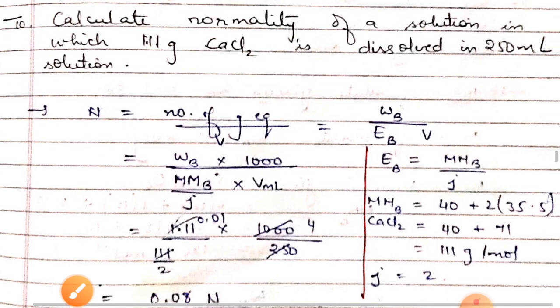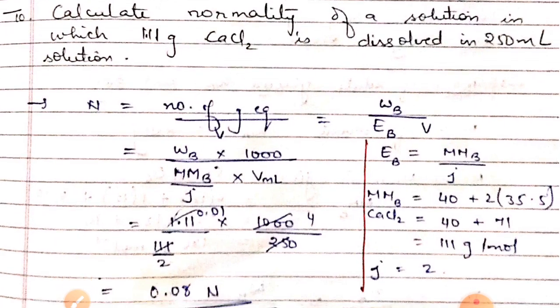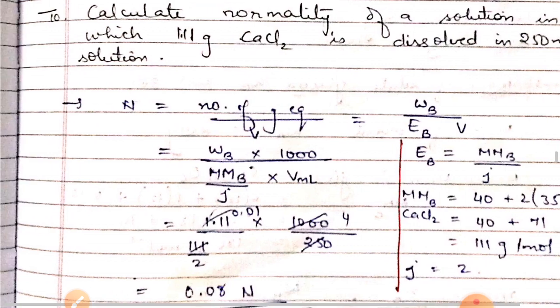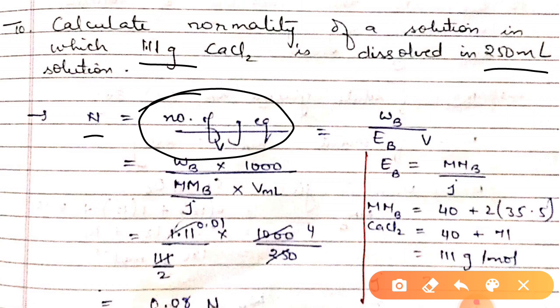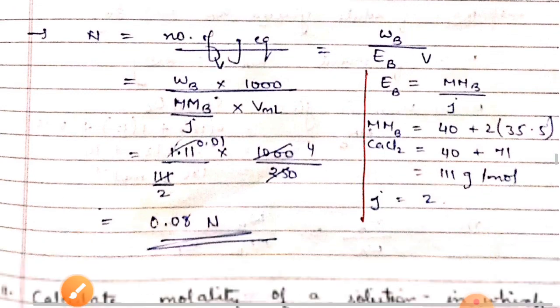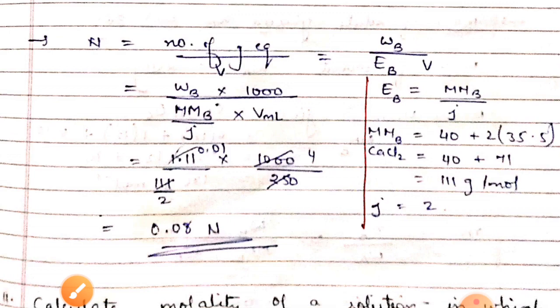Calculate the normality of a solution in which 1.11 gram of calcium chloride is dissolved in 250 ml of solution. So we are given the mass and volume. Normality is the number of gram equivalents upon volume. Number of gram equivalents is given mass upon equivalent mass, and equivalent mass is molar mass upon n factor. So we will first write normality is equal to given mass upon molar mass upon n factor into 1000 by V.